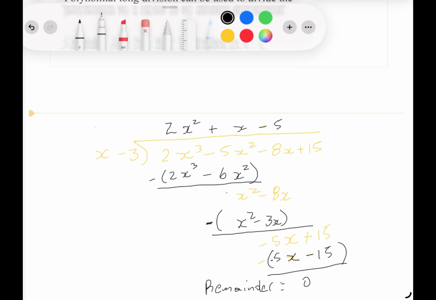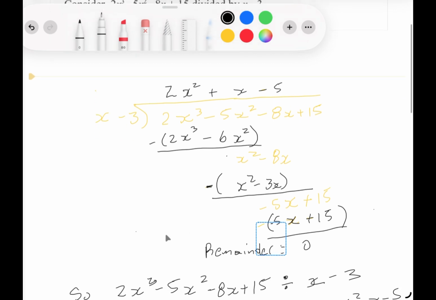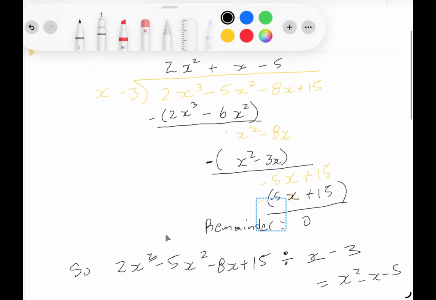And then negative 5 times minus 3, that's plus 15. Negative 5x minus negative 5x is 0. It's 15 minus 15, that's 0. So your remainder is 0. And so we see there that dividing by x minus 3 by long division gives a remainder of 0. So it would have been a factor.